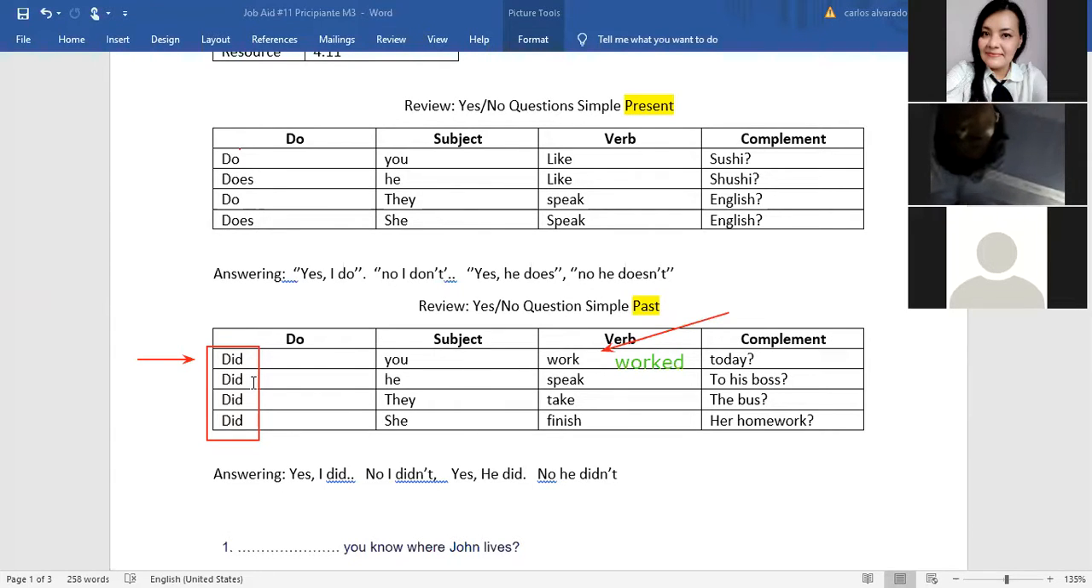All right, so for example, did you work today? You can answer in negative or positive, right? You can say, yes, I did, or no, I didn't. Positive or negative. Did he speak to his boss today? Yes, he did, or no, he didn't. Okay. Now, aquí no hay cambio de do or does, right? Aquí siempre se mantiene did. No importa si estoy usando he or she or it, right? Siempre se mantiene did. Okay. Remember, did is past. Okay. Questions? Okay, so este era el tema del 4.11, creo. 4.8 y 4.11. Okay, so let's do some grammar practice, all right?